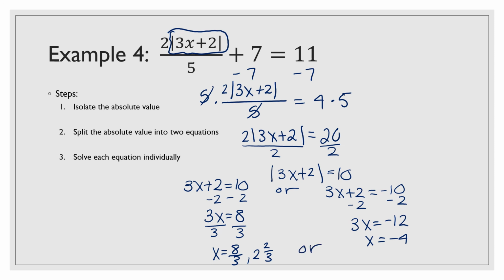So again, we want to put that "or" in between because we can't plug them both in at the same time. Either this solution will work when you plug it in or this solution will work. You can't plug them both in at the same time. So we do want to have that "or" in between. And so we have that negative 4 and our fraction or mixed number for the 8/3.